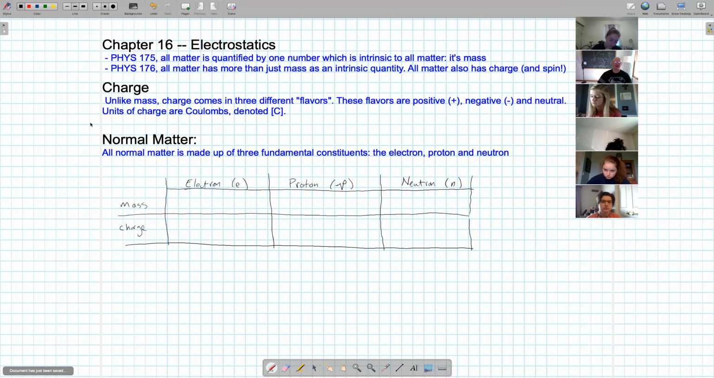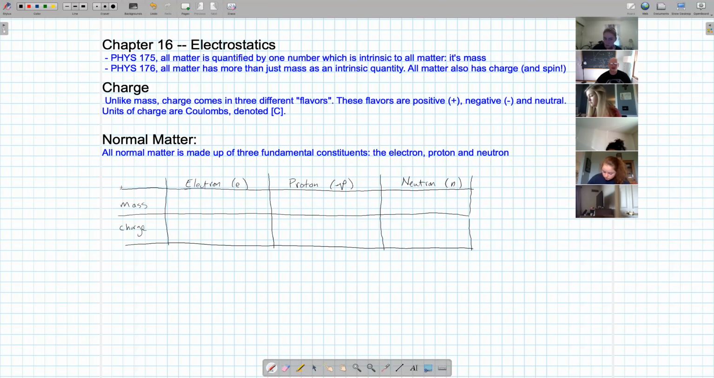So basically all matter is going to have charge, and charge is going to add another type of force, because charges will also have forces acting between them. Normal matter is made up of three fundamental constituents, which are the electron, the proton, and the neutron. Let's take a little bit of time to talk about the electron, the proton, and the neutron, and think about their mass and their charge, and see what you remember from your chemistry classes.